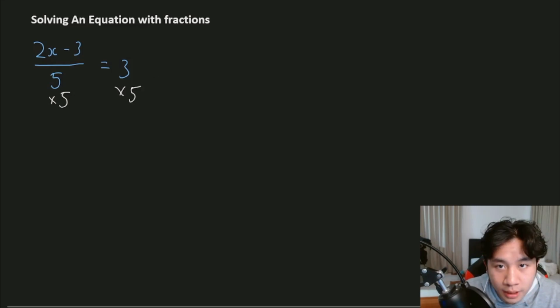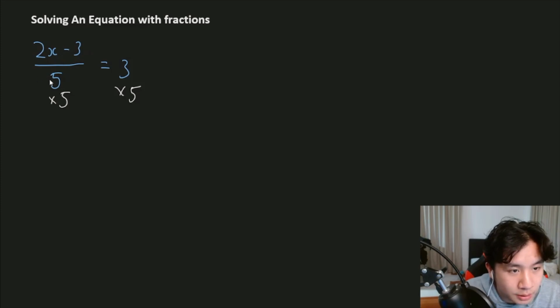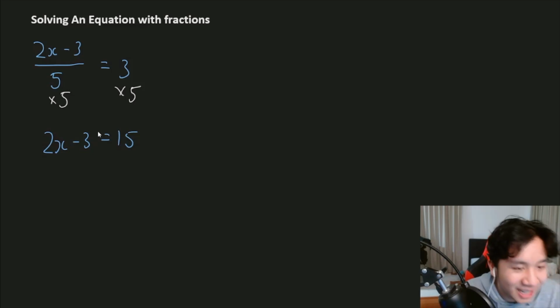And so what I get is, I only get this top part because you just cancel out the 5. So we have 2x minus 3 equals 3 times 5. I think that's 15. What am I saying? I do know that's 15.